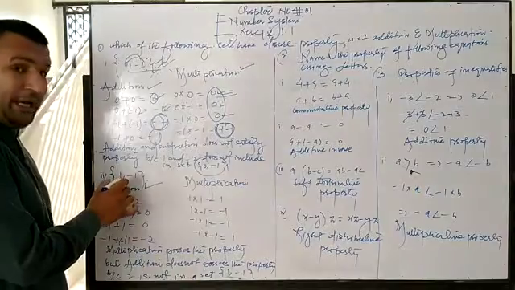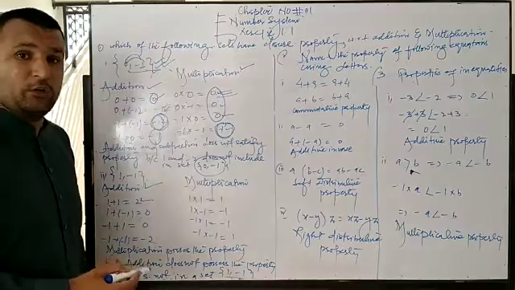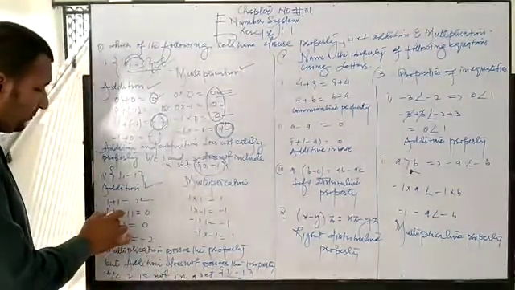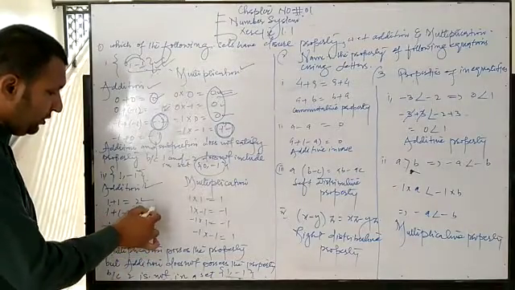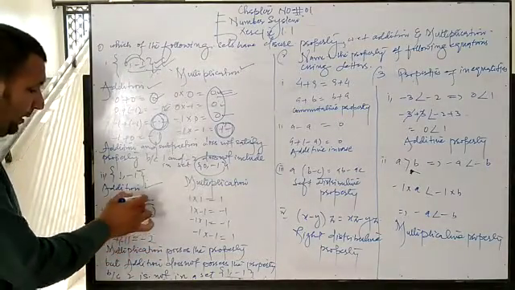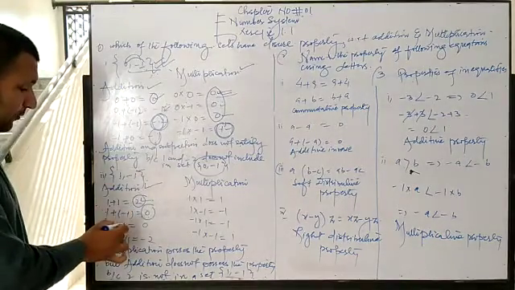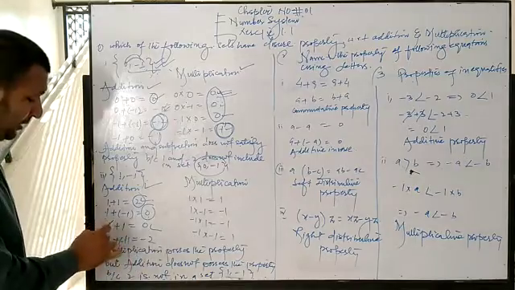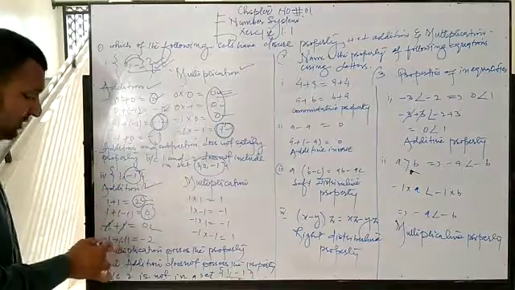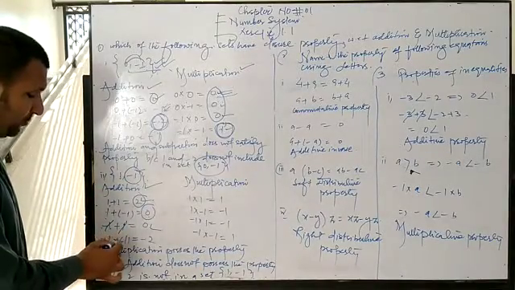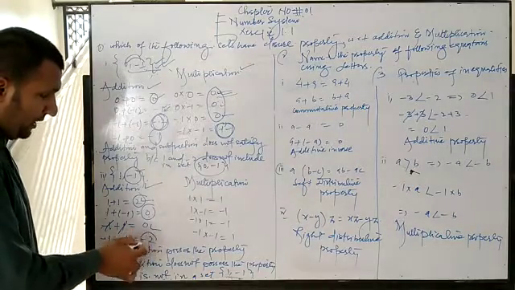First we add 1 with 1: 1 plus 1 is equal to 2. Again, 1 plus minus 1 is equal to 0. Again, minus 1 plus 1 is equal to 0. And again, minus 1 plus minus 1, both are negative values, is equal to minus 2.